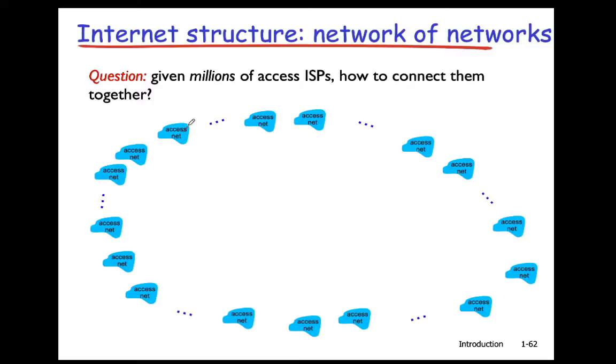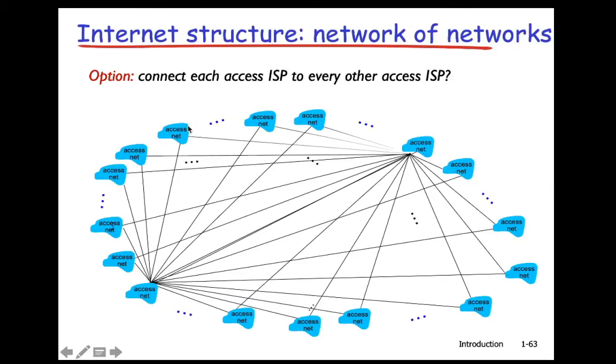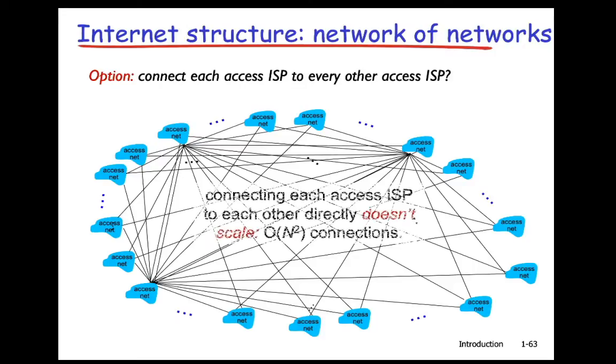So the first thing the internet engineers are thinking is this. How are we going to interconnect these guys? Well, one obvious way is how about connecting them all? But as a result, you see there are N squared connections. And when the internet grows, adding one more access net, we'll need to add N extra links. So this is going to be a very expensive thing to maintain.